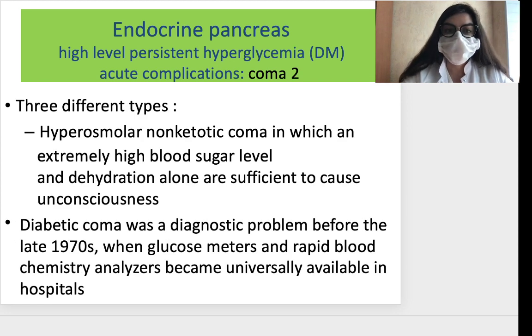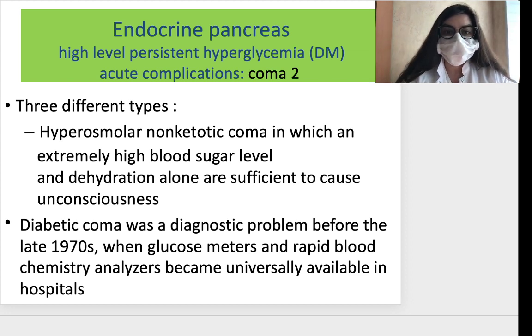And another type, we told about it, hyperosmolar non-ketotic coma, in which an extremely high blood sugar level and dehydration alone are sufficient to cause unconsciousness. It can be a little bit another type, lactacidotic coma. I didn't write it. It's very, very rare, but it's nearly the same severe situation as hyperosmolar non-ketotic coma, and it's possible in patients with severe comorbidities, in cardiovascular disorders, in very aged patients, after severe surgical operations, and other significant comorbidities. And mortality of this coma is extremely high too.